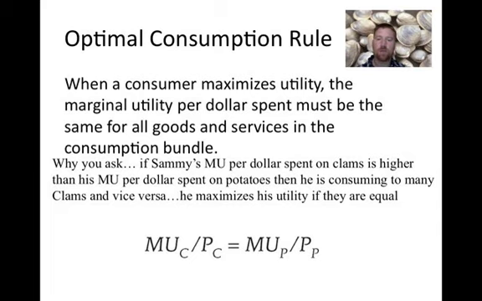Why, you ask? Well, if Sammy's margin utility per dollar spent on clams is higher than his margin utility per dollar spent on potatoes, then he is consuming too many clams, and vice versa. He maximizes his utility if they are equal. You can see the diagram below. The marginal utility of clams over the price of clams equals the margin utility of potatoes over the dollar price of potatoes. Then where they're equal is where the optimal consumption rule would be in effect.